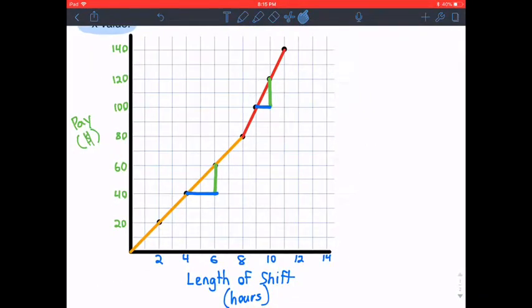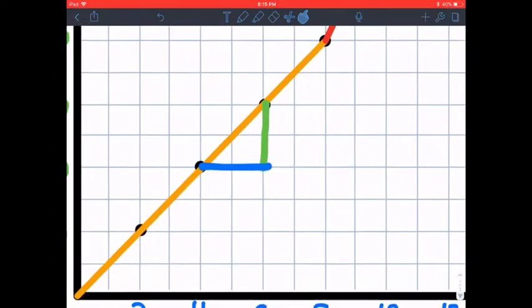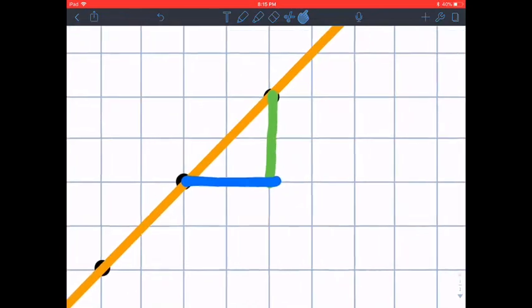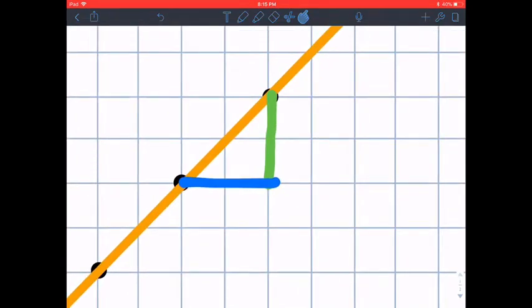On this graph right here, we got 2 parts of the line, an orange part and a red part. We're going to solve for the slope of each of those parts separately. Now you notice I drew a little triangle here. This green part is finding the rise, and the blue part is finding the run.